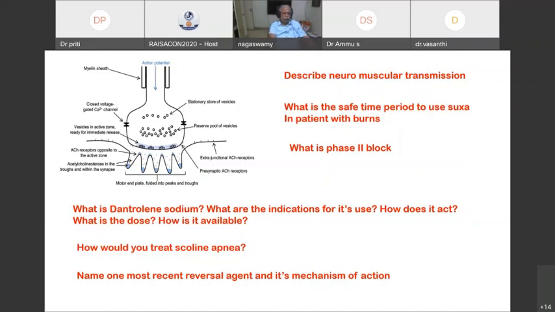Name one more recent reversal agent and its mechanism of action, which is not still available here. Can you just name one?